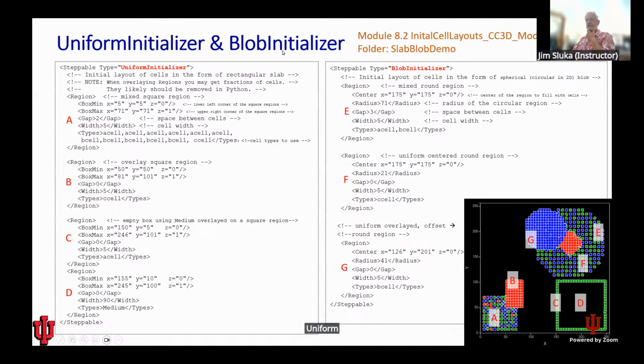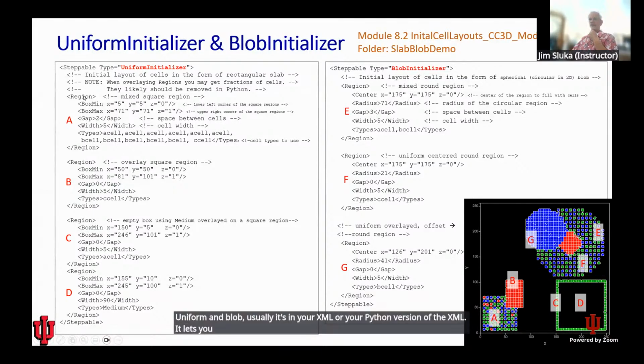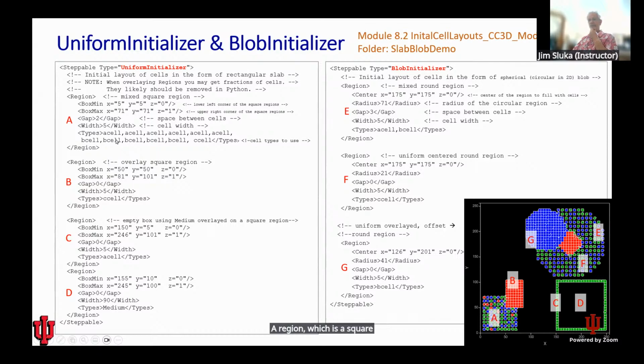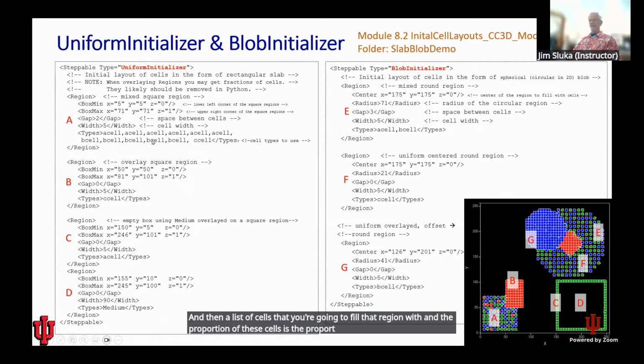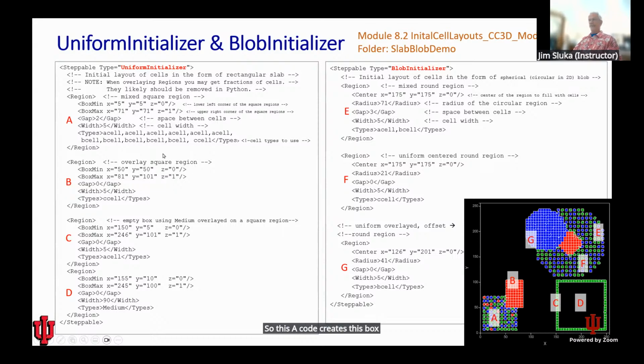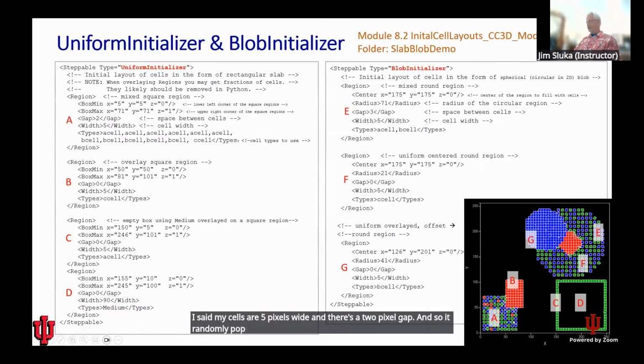So uniform and blob, usually it's in your XML, or your Python version of the XML. It lets you define a region, which is a square region, box min, box max, and then a list of cells that you're going to fill that region with. And the proportion of these cells is the proportion it will try to get in the region. So I got a mixture of A cells and B cells. So this A code creates this box down here. It's got a gap between the cells. I said my cells are 5 pixels wide and there's a 2-pixel gap. And so it randomly populated my A and B cells and C cells, actually the 3 cell types in here. And it made that box.